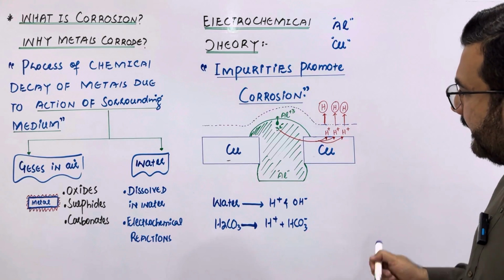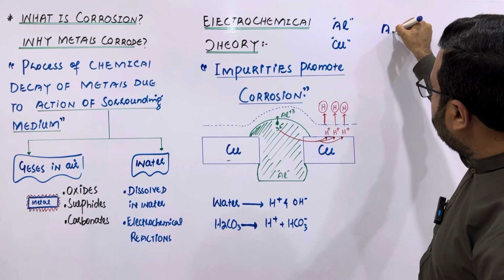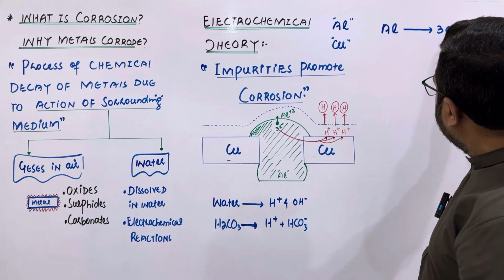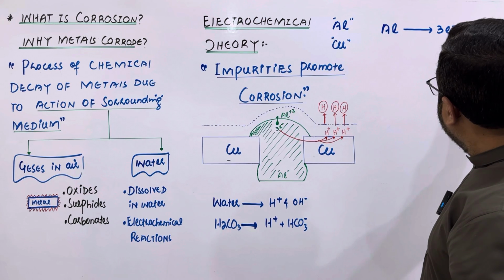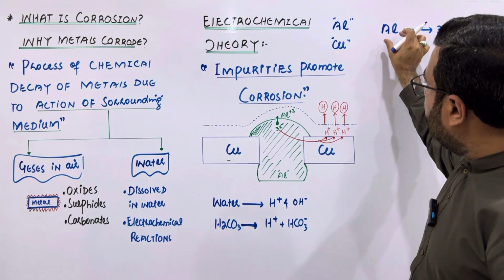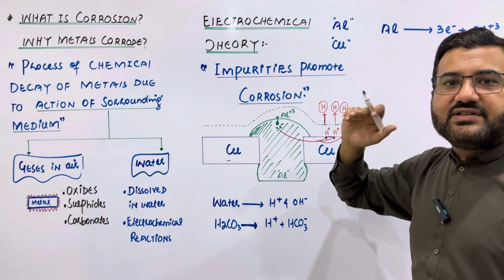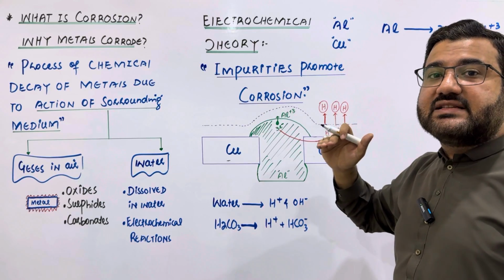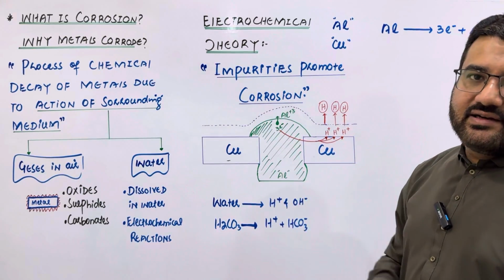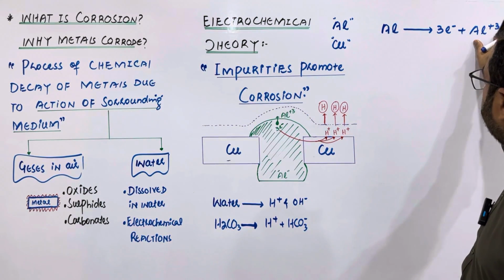Now what happens? The aluminium atoms start losing electrons, and after losing electrons they form tri-positive ions. Why will aluminium lose electrons and copper will not? Because the oxidation potential of aluminium is high, and the metal which has high oxidation potential has a greater tendency to lose electrons. So aluminium will be changed to its tri-positive ion.